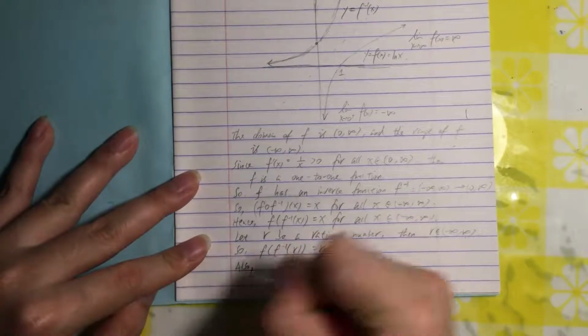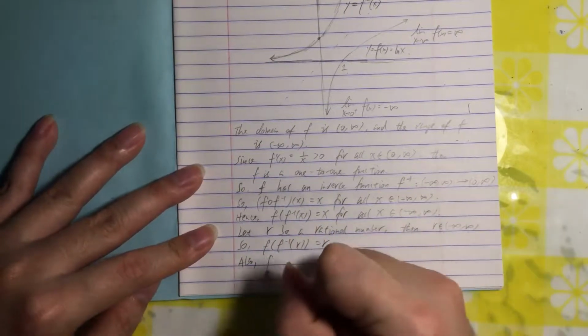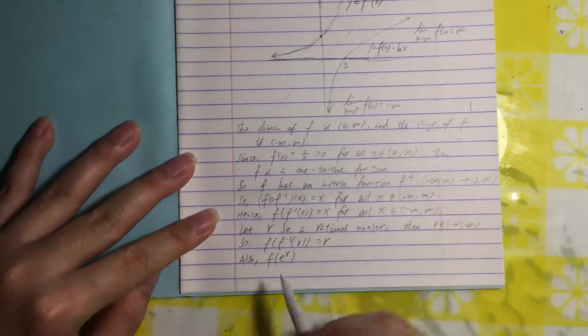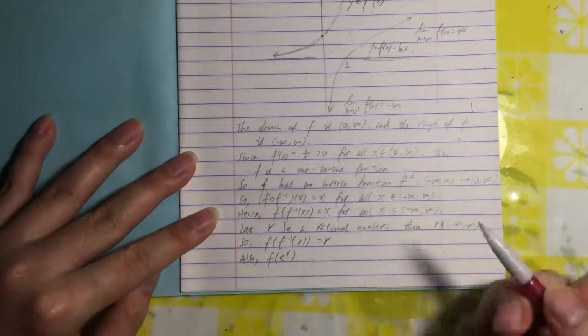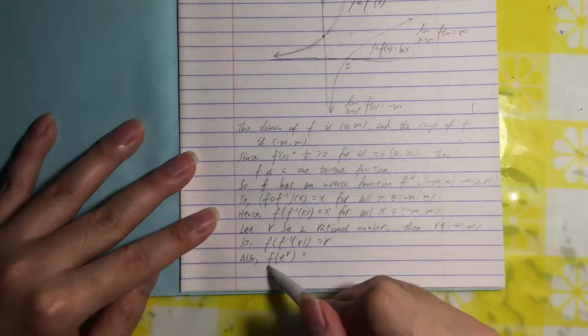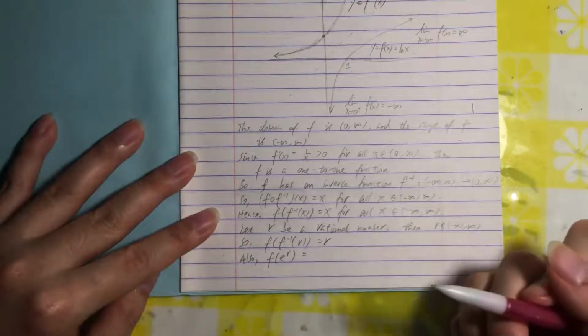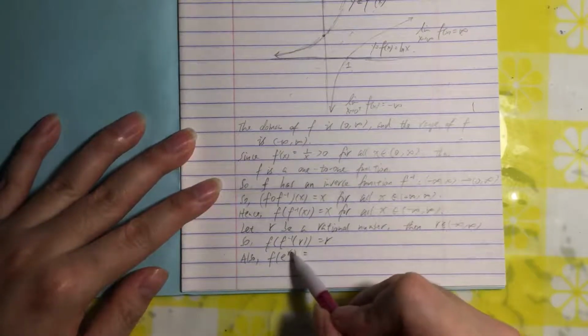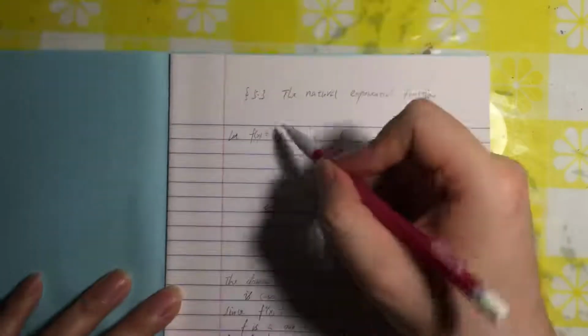Also, if I consider f of e to the power r, what do we get? Here e is the Euler number. What's f of e to the power of r? For f of e to the power of r, we plug in e to the power of r for x.